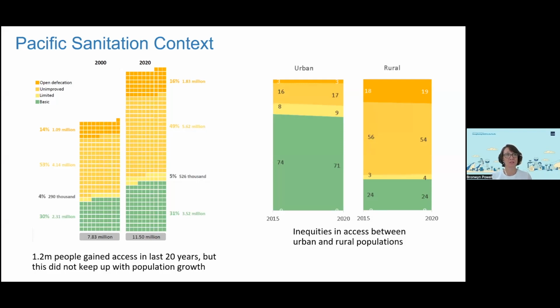So the introduction is sanitation in the Pacific context. For those who aren't working in the Pacific, it's good to take a view of the whole picture, which is that even though 1.2 million people gained access to sanitation in the last 20 years, this still did not keep up with population growth. The Pacific lags all regions as far as sanitation access goes. And the greatest lack of service is to rural populations, as you can see on the graph on the right.